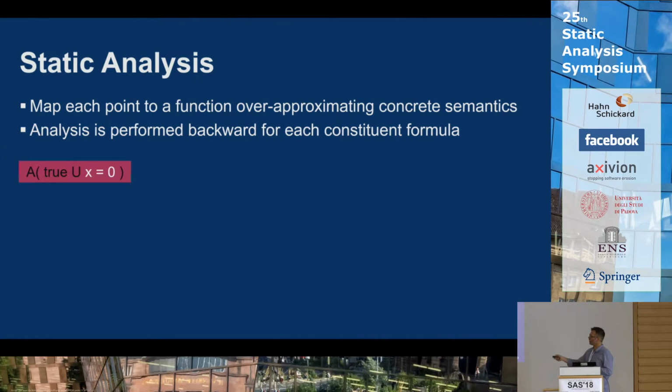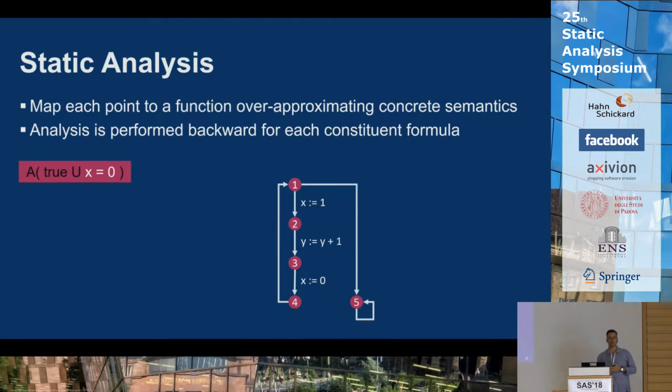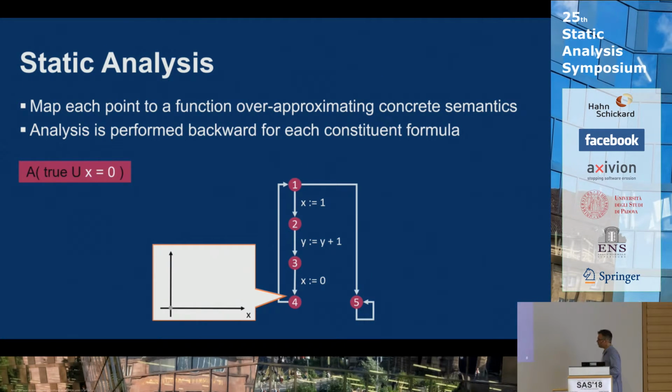If I go back to my running example that I want in all executions x eventually to be 0, then I look first at the constituent formulas. So the primitive formula here is x equals 0. And then I go over my control flow graph and I define this function. And for an atomic proposition like x equals 0, that's super easy. So that's what we get. I hope you can see it here.